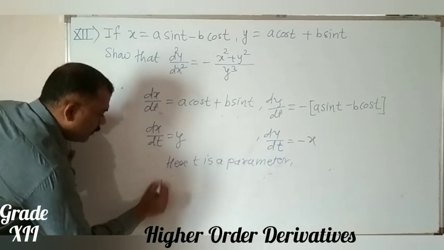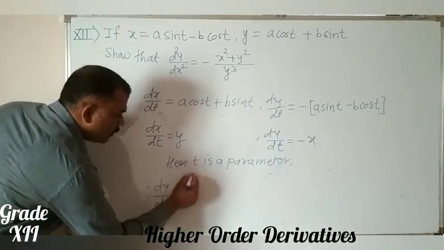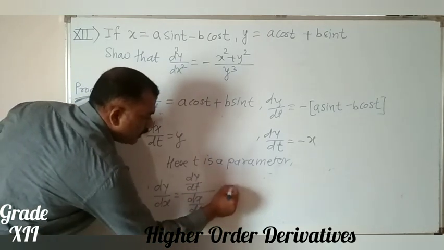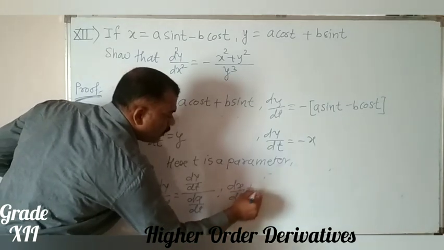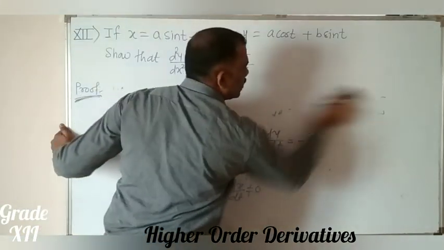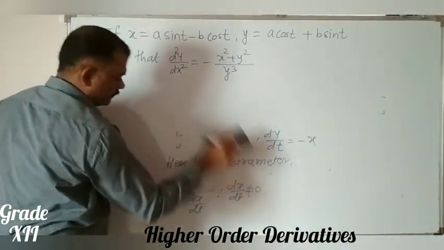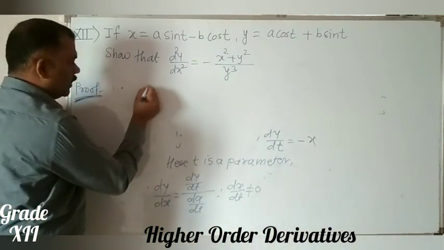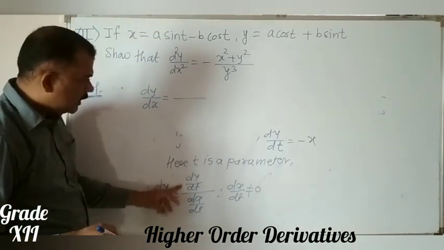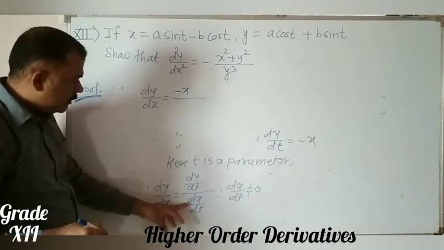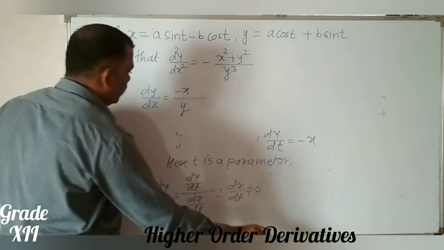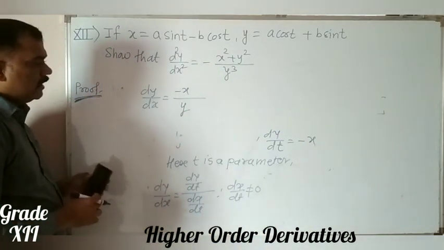So we can write dy by dx is equal to dy by dt divided by dx by dt, with dx by dt not equal to 0. Now we have to substitute the corresponding values of dy by dt and dx by dt, so that we get dy by dx is equal to, now what is the value of dy by dt? It is nothing but minus x. What is the value of dx by dt? That is nothing but y. So dy by dx is equal to minus x divided by y.